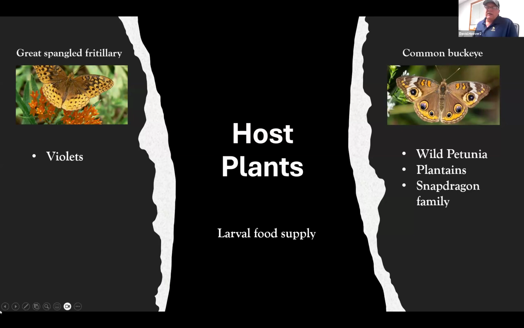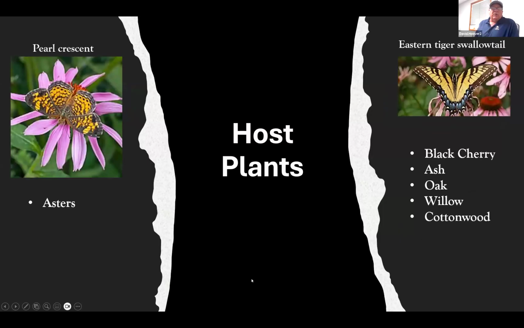A common buckeye uses wild petunias, plantain, snapdragon family. So obviously there's some exotic species in there, or introduced species at least. But those are their larval food sources for those two. Pearl crescent, primarily their host plant are asters. And so those are in the fall. Like I said, if they're not present, the adult's going to lay them closer on, but they need those present and they feed off of those plants. And if they're not there or in low numbers, it doesn't look good, at least for that local population.